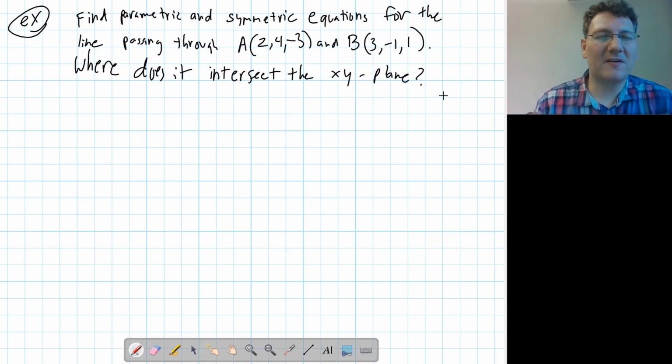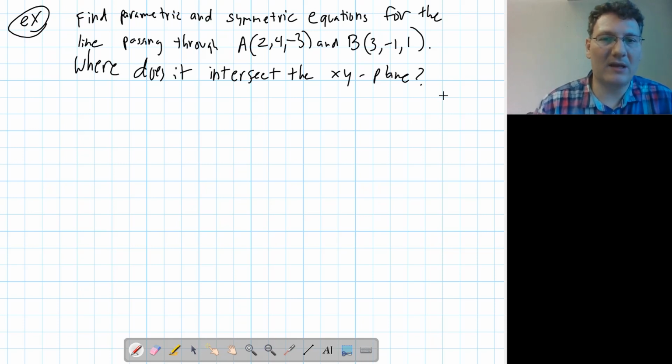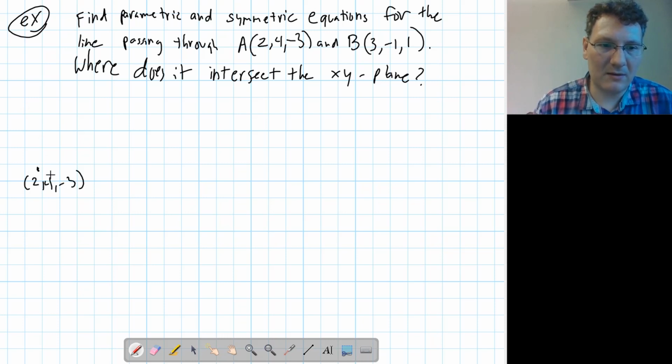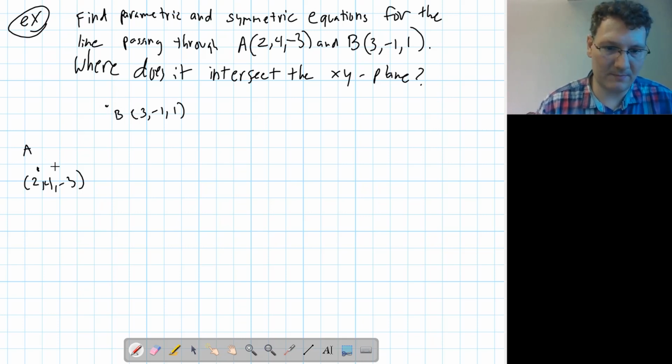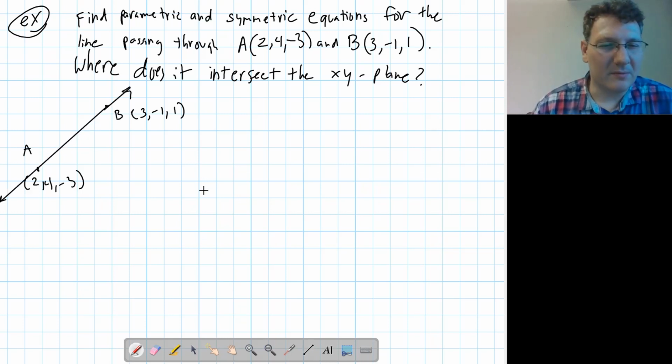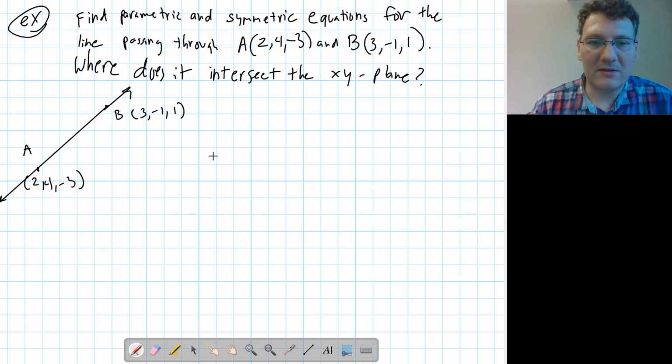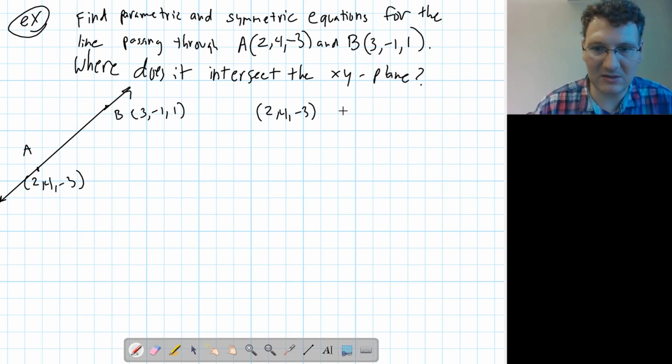So now as an example, let's find the parametric and the symmetric equations for the line that passes through point A, which is (2, 4, minus 3), and B, which is (3, minus 1, 1). And these are just drawn randomly in space. Okay, that's pretty much what the line will look like. It doesn't really matter. To do this, we need to take a point, and we can use the point (2, 4, minus 3) just as well as we could use the point B. But let's just use this as our point.